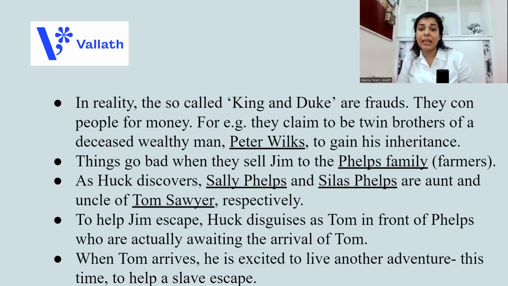To help Jim escape, Huck disguises himself as Tom in front of the Phelps family, who are actually awaiting the arrival of Tom. They've never met Tom, and they are waiting for Tom. So, Huck wants to help Jim. Jim has been given as a slave to this Phelps family. So Huck enters their house saying, I am your nephew, I'm Tom. And Huck knows everything about Tom, right?